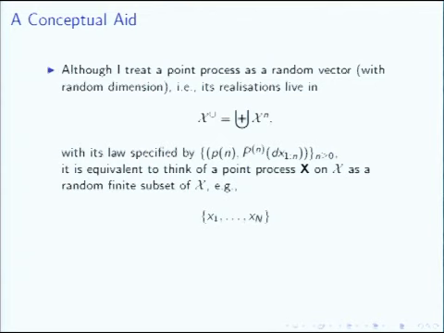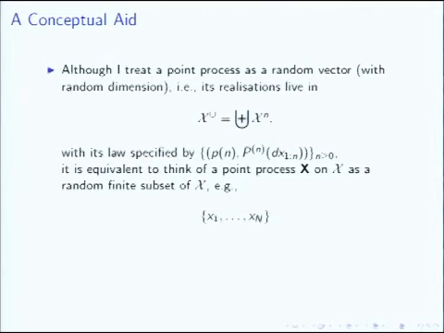And what you need to do is specify the law of the point process, and you need to specify two things. One is the distribution for its cardinality. And given a particular cardinality, how many points there are in the realization, you draw the joint distribution of the location of the points according to the distribution on the product space.